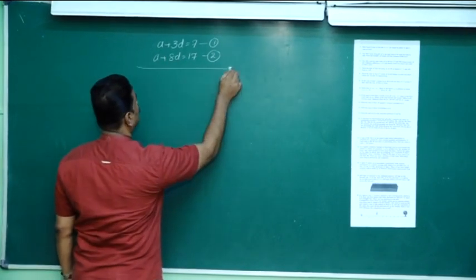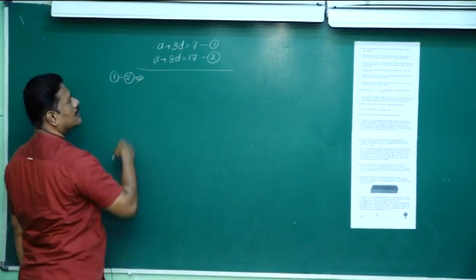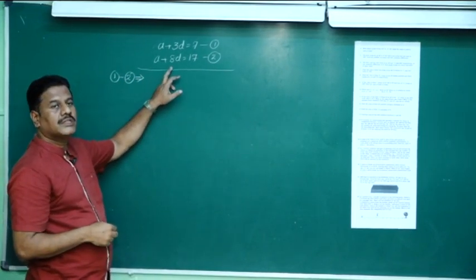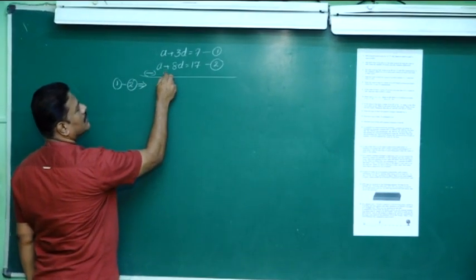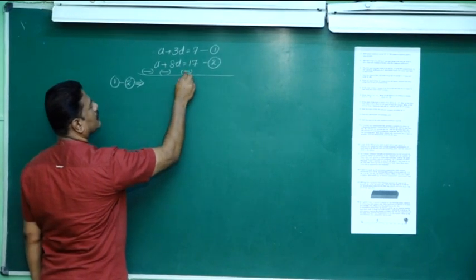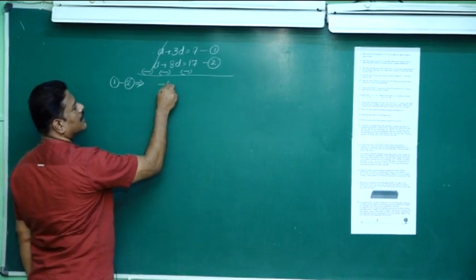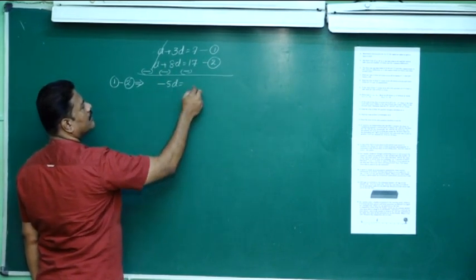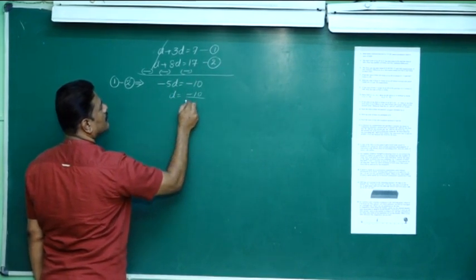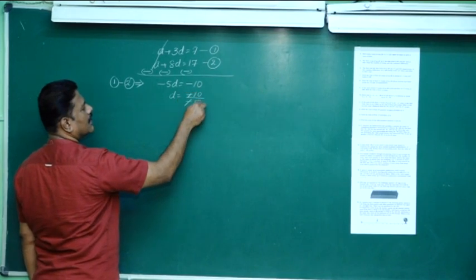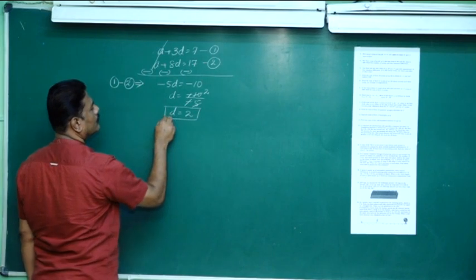Means I am going to subtract 1 minus 2. So before doing the subtraction, we have to change the sign of the subtrahend. What is the sign here? Plus, change it to minus, plus change it to minus, plus change it to minus. So this will get cancelled. So minus 8 plus 3 is minus 5d, minus 17 plus 7 is minus 10. Then d is equal to minus 10 by minus 5. This minus minus cancels, 5 2s are 10. You will come to understand d is equal to 2.